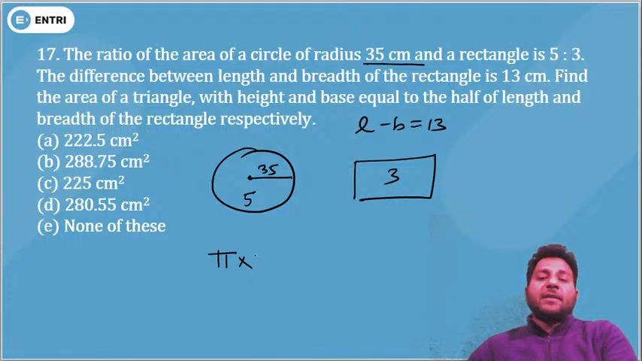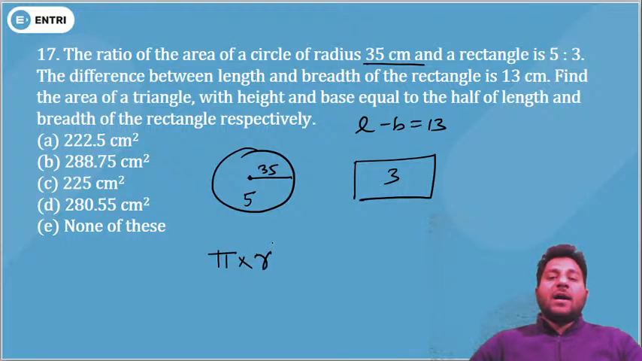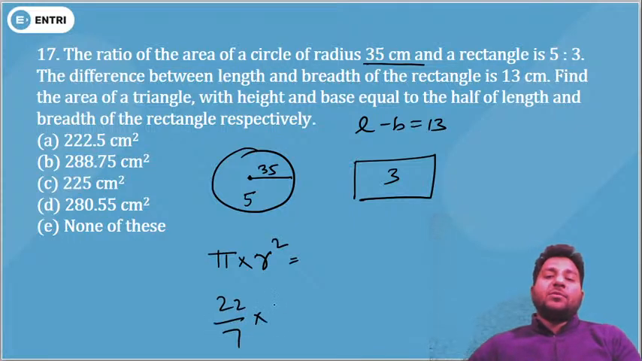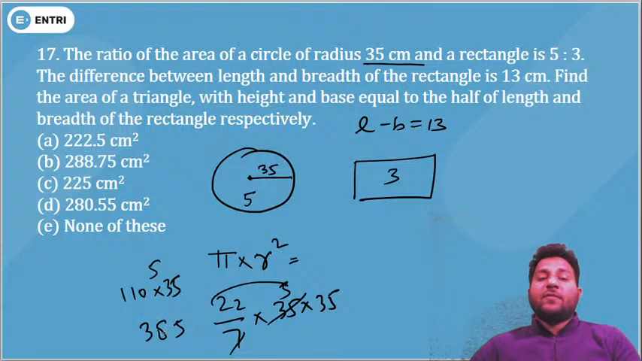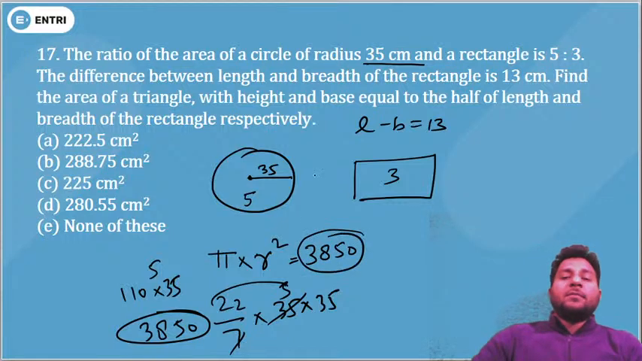Area of rectangle. So look at this. Pi r square equals to what? 22 by 7 into 35 into 35. So clearly 110 multiplied by 35. So 11 5s are 55, 11 3s are 33, so 3850 will be the area of what?